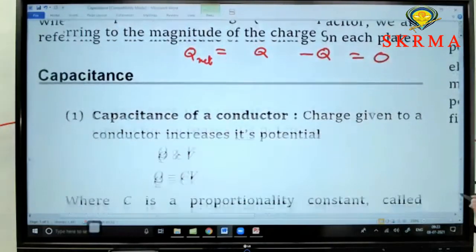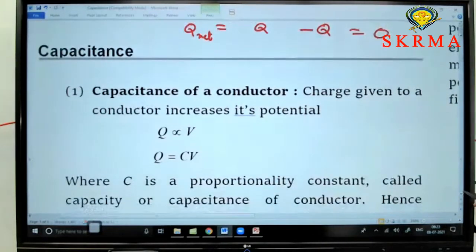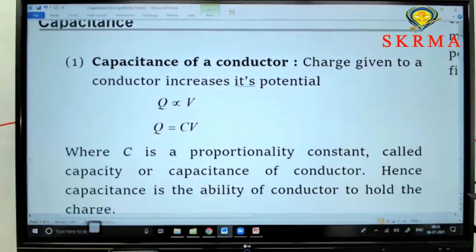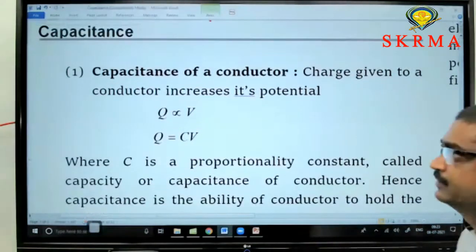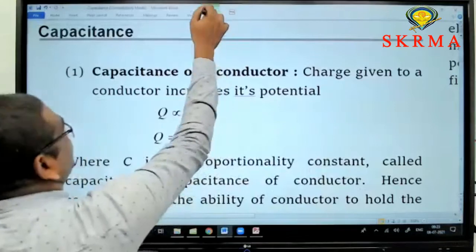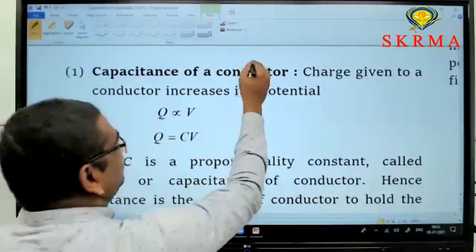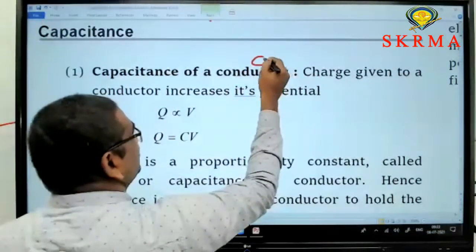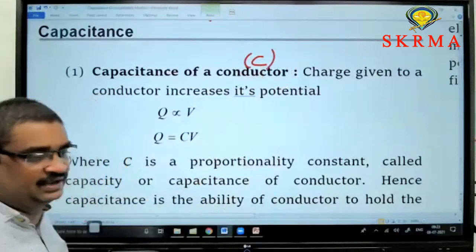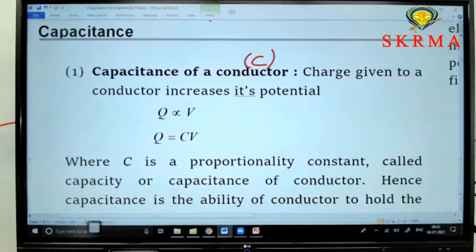Capacitance. Capacitance of a condenser or a capacitor is denoted by letter C.